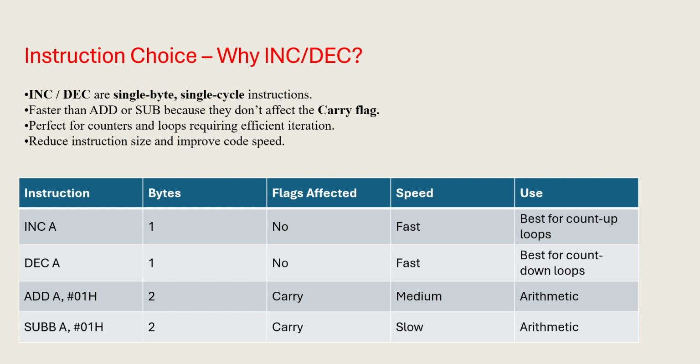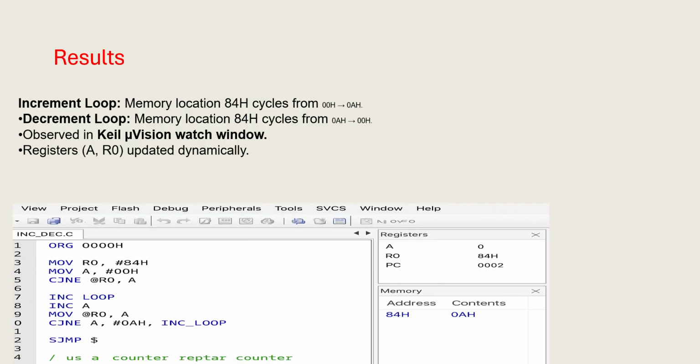These are the results. In the increment loop, memory location 84h cycles from 00h to 0Ah. In the decrement loop, memory location 84h cycles from 0Ah to 00h.